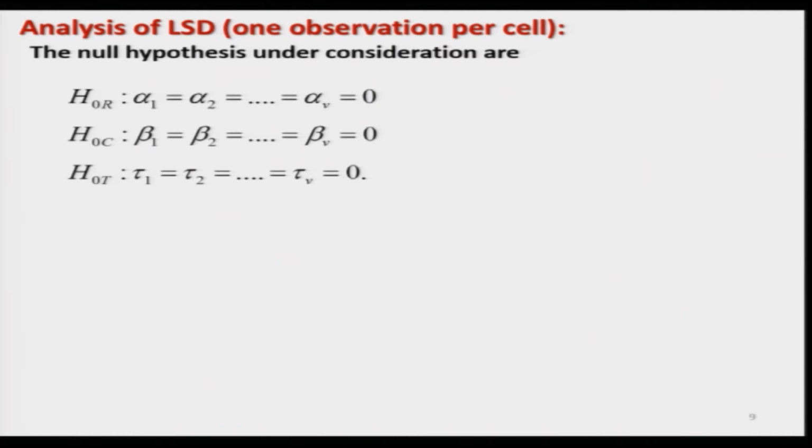Now, you have obtained the data. Now, you would like to test the null hypothesis. So, since there are 3 effects, there are going to be 3 H naughts. One H naught is about the rows, which is indicated by H naught r, which is alpha 1 equal to alpha 2 equal to alpha v equal to 0, and the second H naught is about the effect in the columns. So, I am indicating it by H naught c, which is beta 1 equal to beta 2 equal to beta v equal to 0, and the third null hypothesis is going to be based on the treatments. So, this is indicated by H naught t, which is tau 1 equal to tau 2 equal to tau v equal to 0, right.